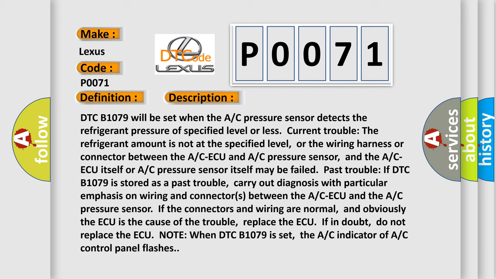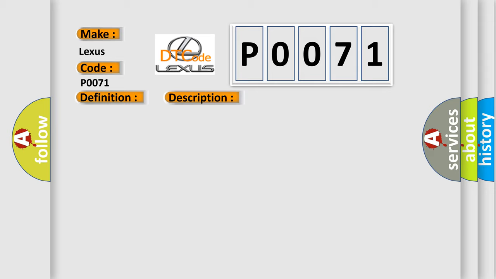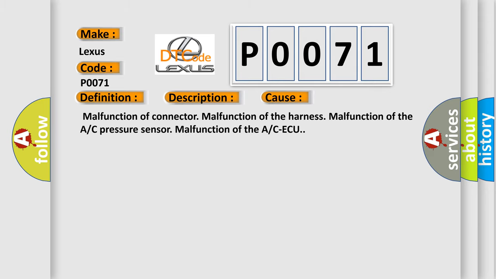This diagnostic error occurs most often in these cases: malfunction of the connector, malfunction of the harness, malfunction of the AC pressure sensor, malfunction of the AC ECU.